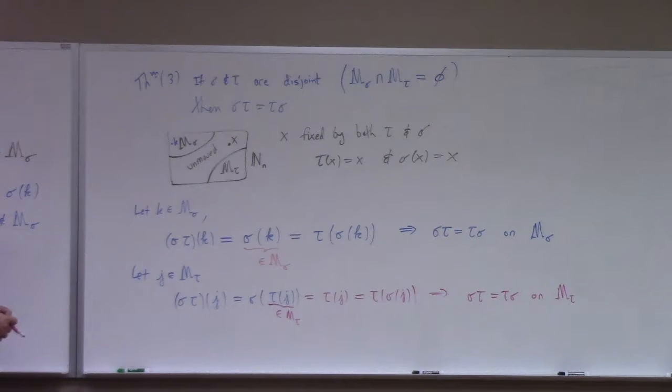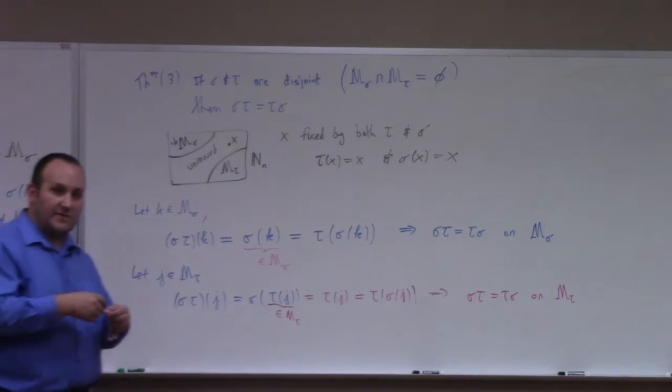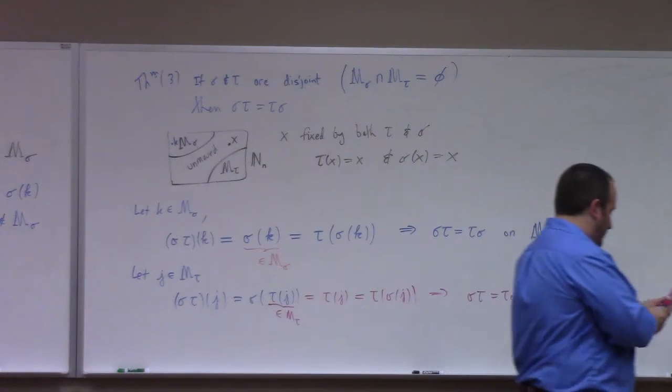permutations, if we have permutations which are disjoint, then they commute. Now this is why cycle notation is so nice, right? Because, example.